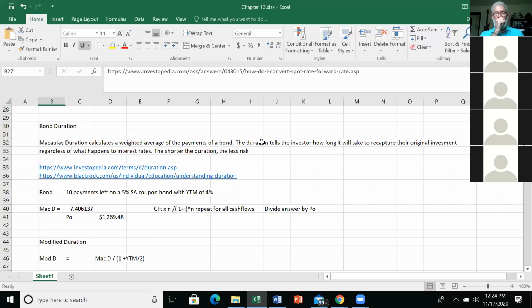So the issue I've got down here is the 10 payments of the 5-year bond semi-annual, and the MACD comes out to 7. That doesn't actually make 7 payments. So it's going to take 7.5 payments for the investor to get their money back. The thing to remember about duration is with the 0 coupon bond, the duration is always the length of the bond because there's no payments.